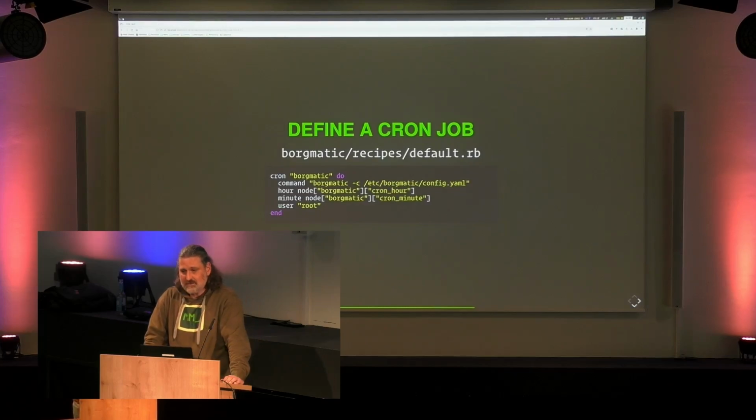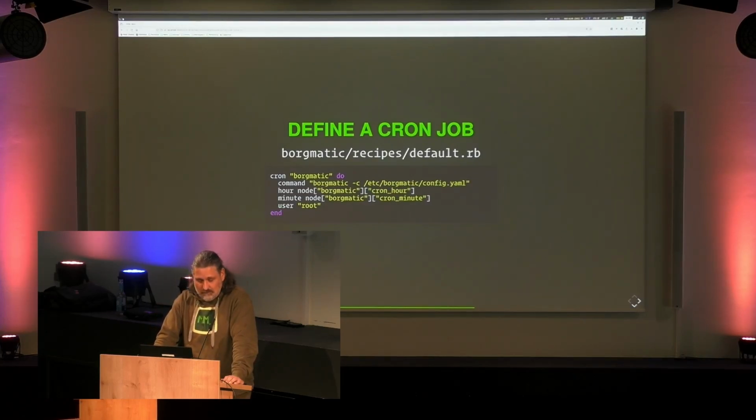Finally, I'll simply have to set up a regular backup schedule using cron, using the cron resource that Chef provides me with. It'll be stored under the name Borgmatic. It'll execute the usual Borgmatic command referencing the configuration file that I created earlier. And here we have a few additional attributes, hour and minute for the timing, and the user this command is supposed to run under. And since I want to probably back up my /etc directory, I'm running this command as root.